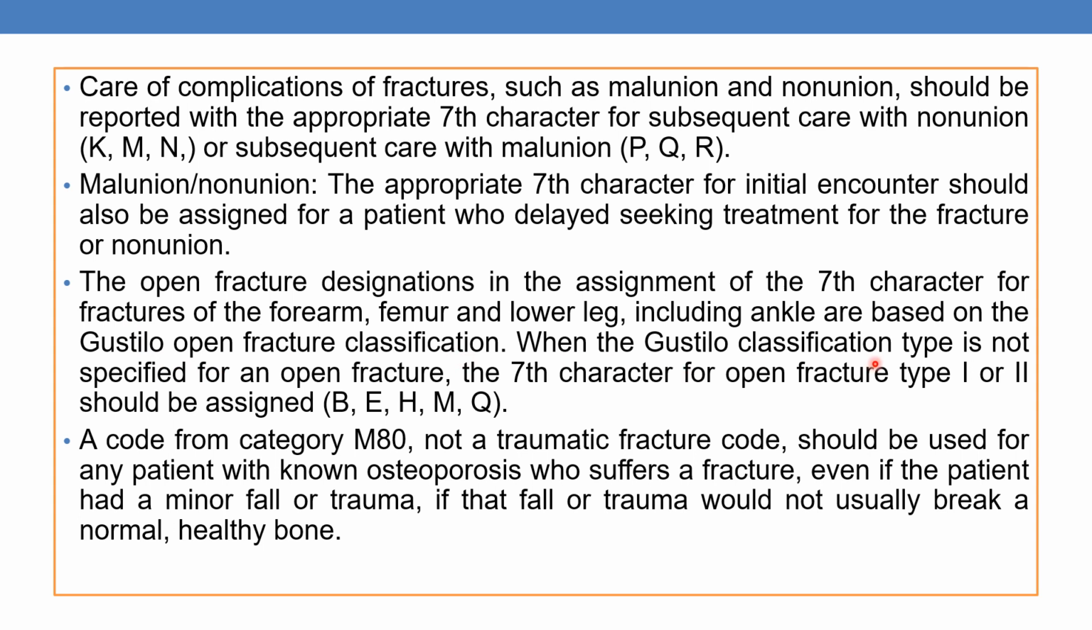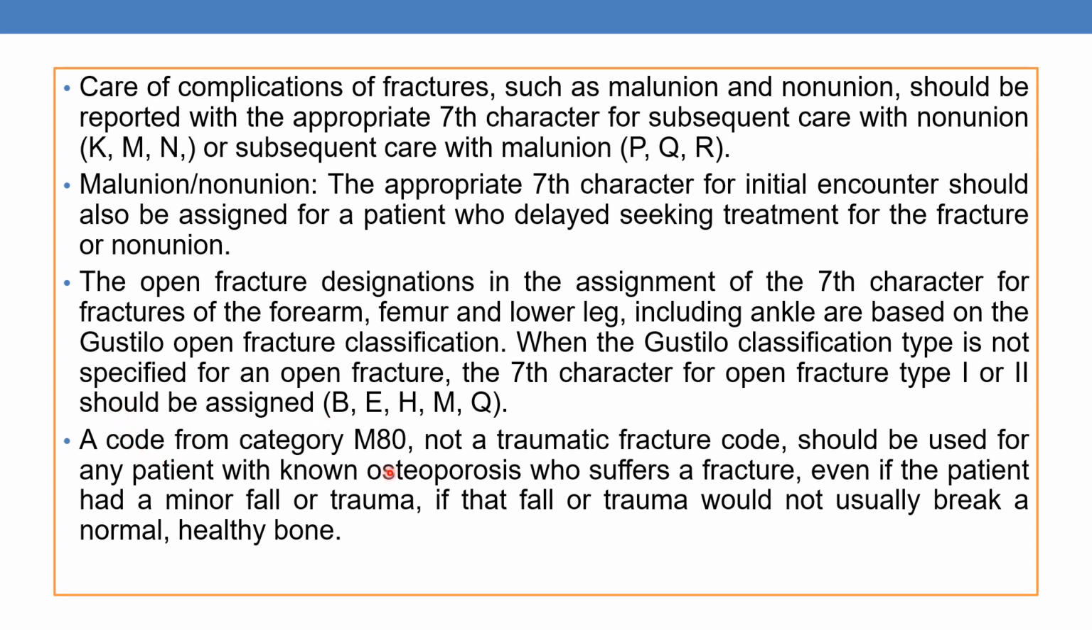When the Gustilo classification type is not specified for the open fracture, the seventh character for open fracture type 1 or type 2 should be assigned. This is important. There are in total 3 classes and the third class is again subcategorized into A, B and C. Whenever the Gustilo classification type is not specified for an open fracture, type 1 or type 2 should be assigned. By default, you can go with type 1 or type 2, not type 3.